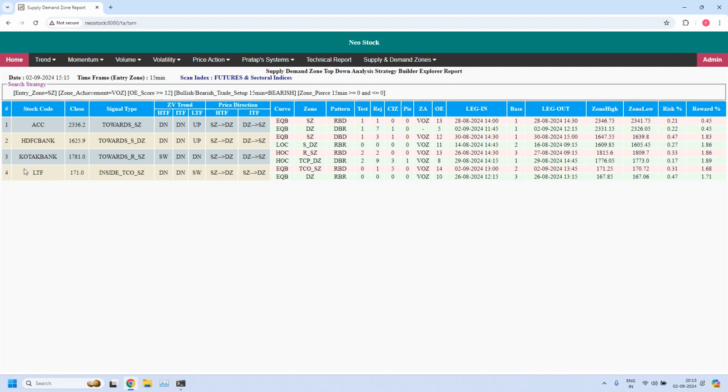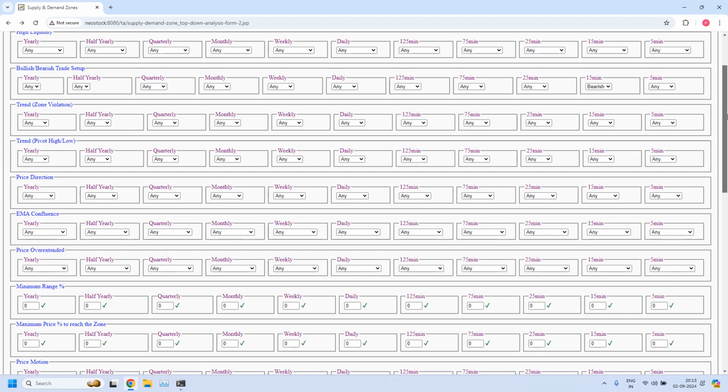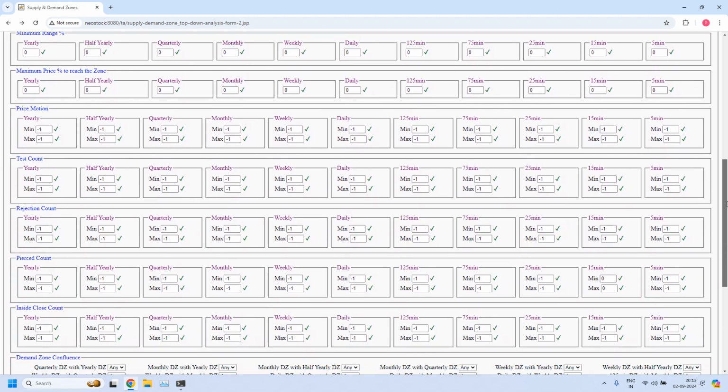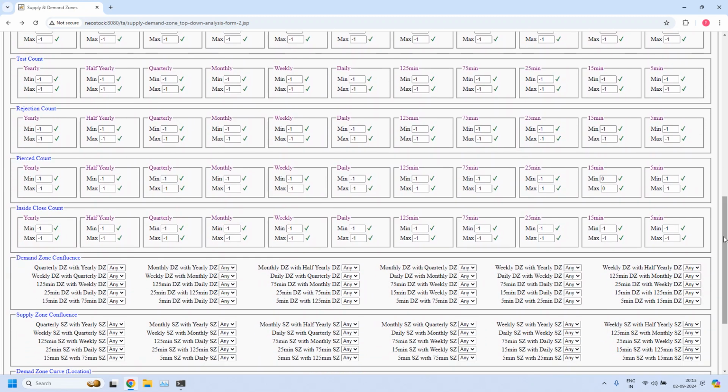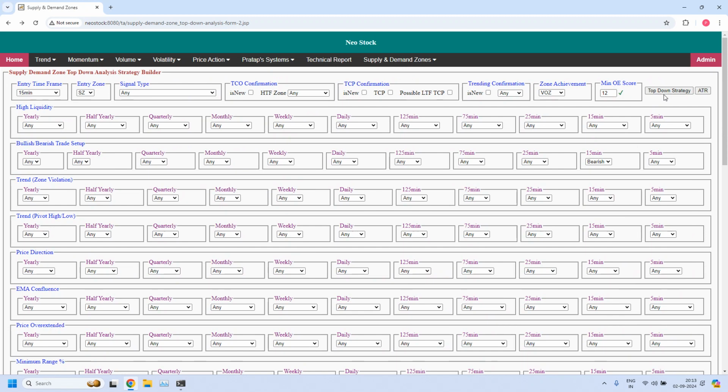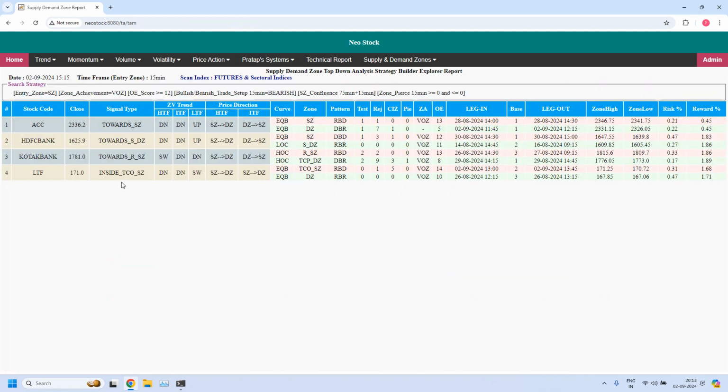Now let's verify out of these 4 how many zones are having confluence with the ITF time frame. That is 15 minutes and 75 minutes supply zone confluence. Out of the 4, let's verify. So 15 minute supply zone with 75 minute supply zone. Oh, all the 4 zones are having confluence with the 75 minutes time frame. They are part of the 75.